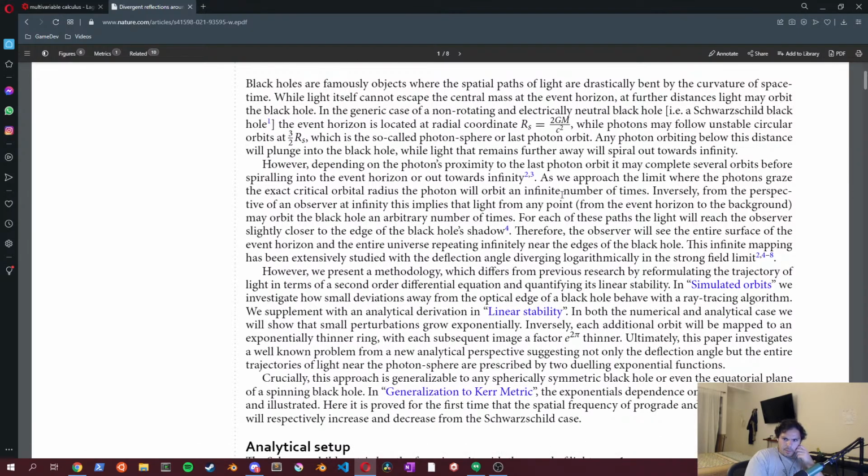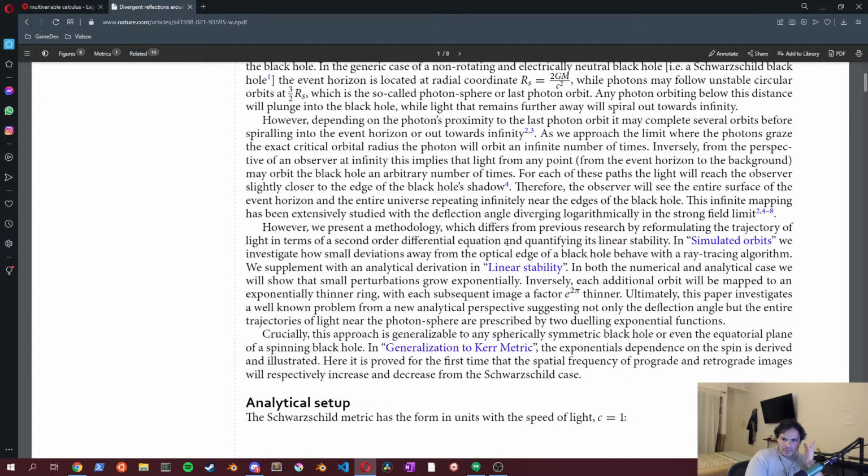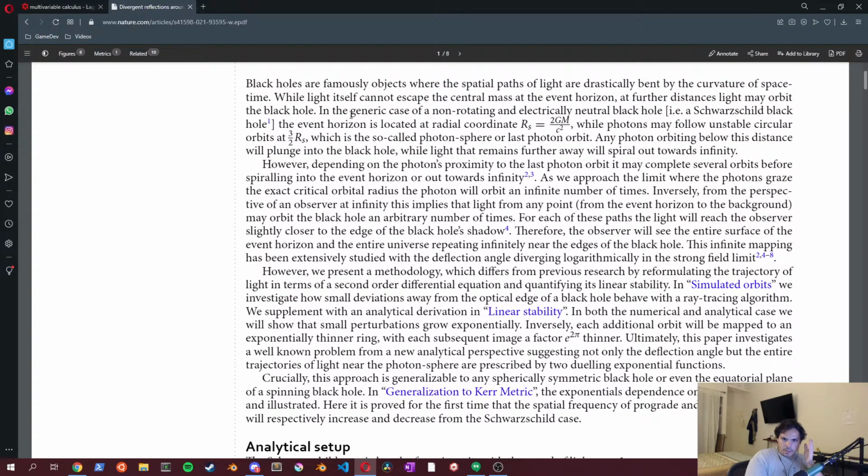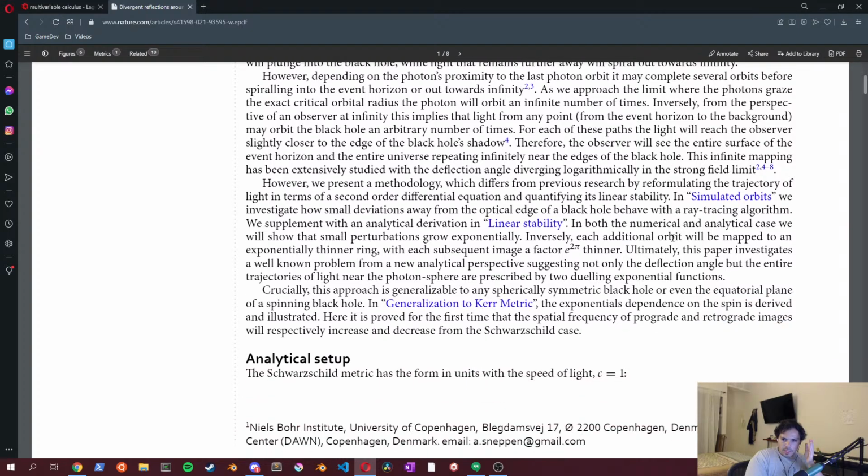And apparently this is a well-known thing that was studied some other way, and now they have a new way to study it. And their new way of studying it is not going to work only for these non-charged, non-spinning black holes, these Schwarzschild black holes, but also for Kerr black holes, which are these rotating ones, at least if you're interested in only looking at this equatorial plane.